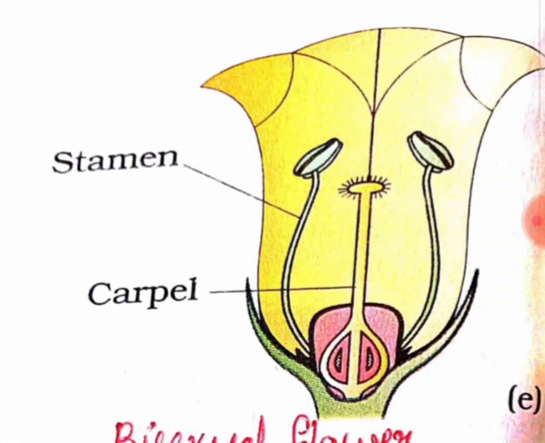Now next you can see the structure of bisexual flower, that is in case of angiosperm. Within the same flower you can find the male reproductive structure stamen and female reproductive structure carpel. Example hibiscus, sweet potato, these are the examples for bisexual flowers.